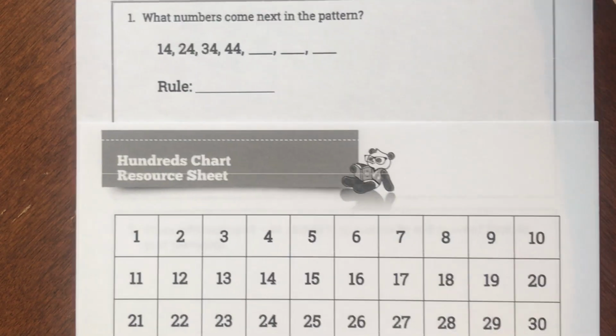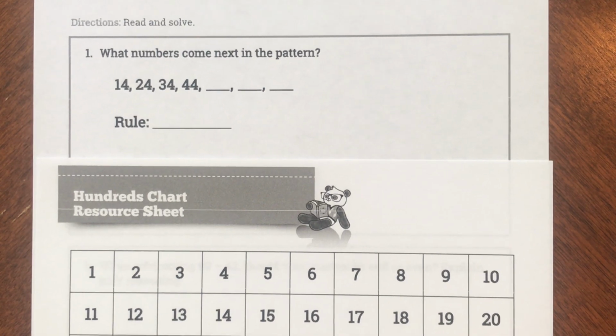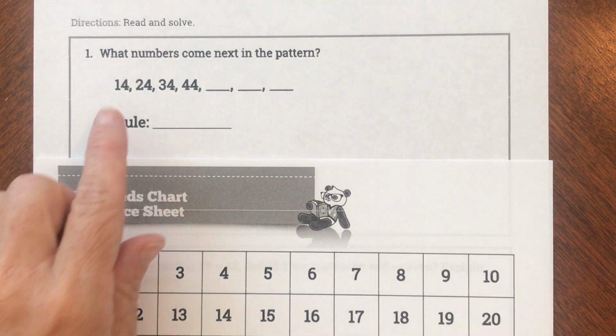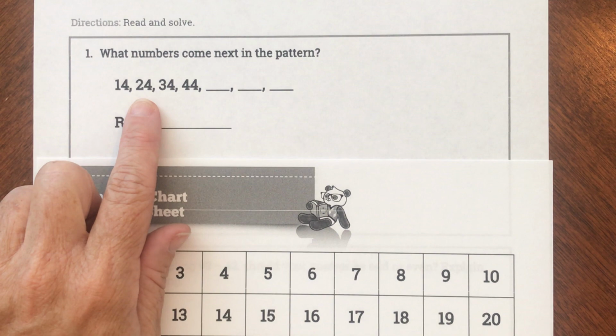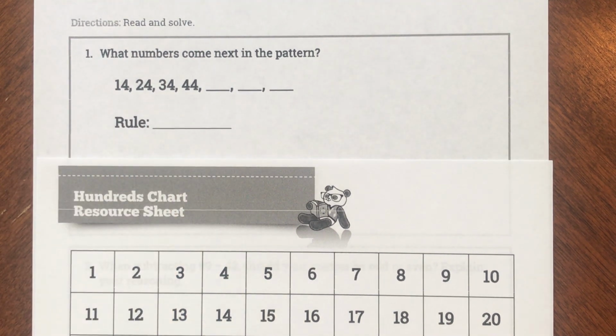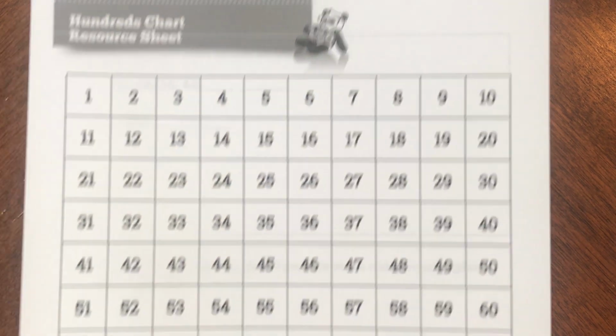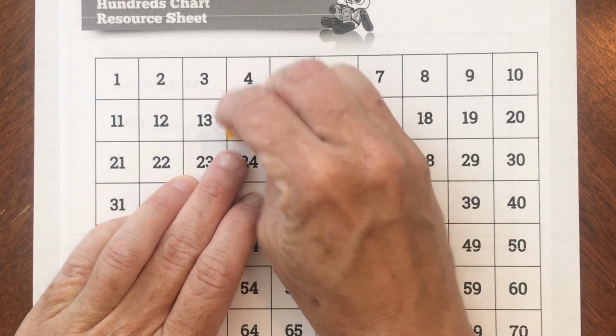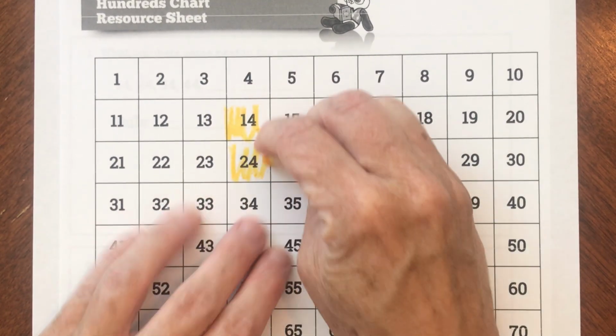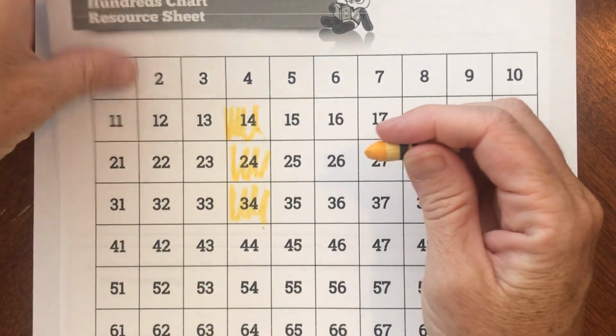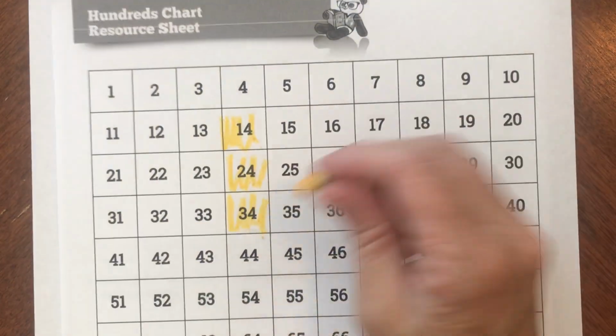And it says, what number comes next in the pattern? So I have 14, 24, 34, and 44. So I could color those in. So I have 14, 24, 34, and I also had 44.